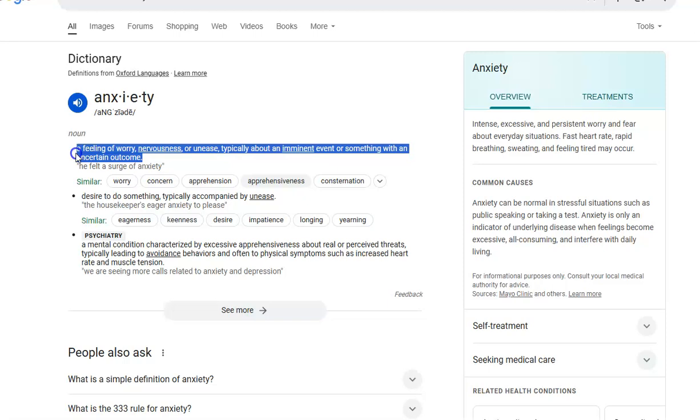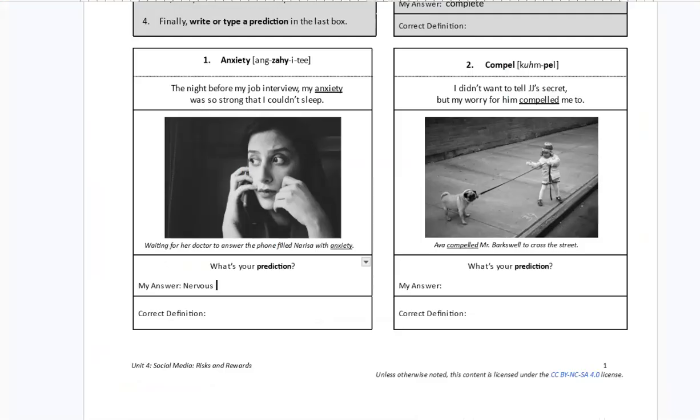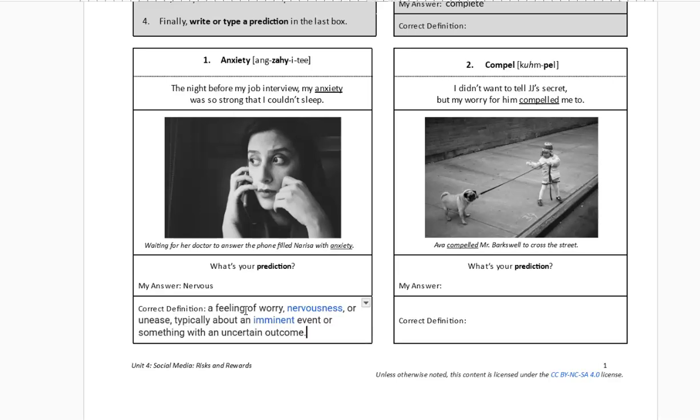And so we're going to take this definition and we are going to copy it. You can do that by hitting Control C. And then we are going to paste it in our box where it says correct definition, and that can be done with Control V. Okay, so now we've done my answer, we've done the correct definition, which means we are finished with number 1.